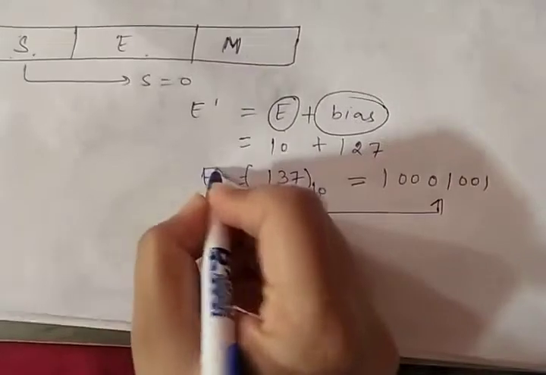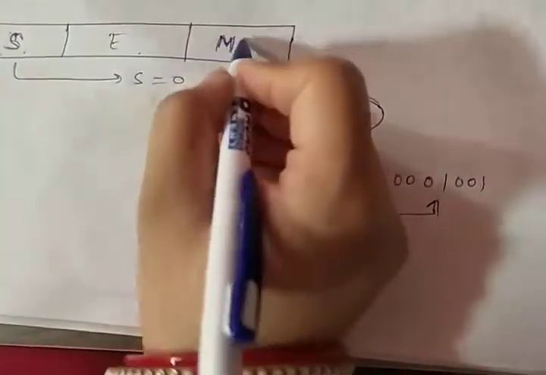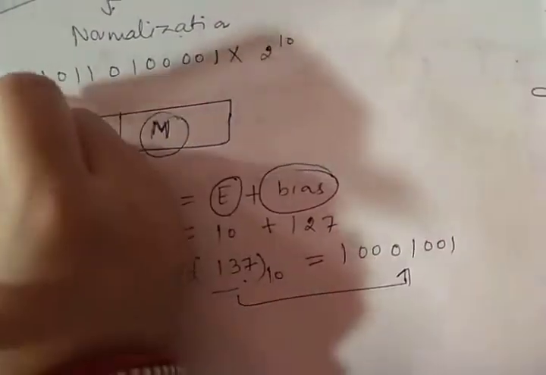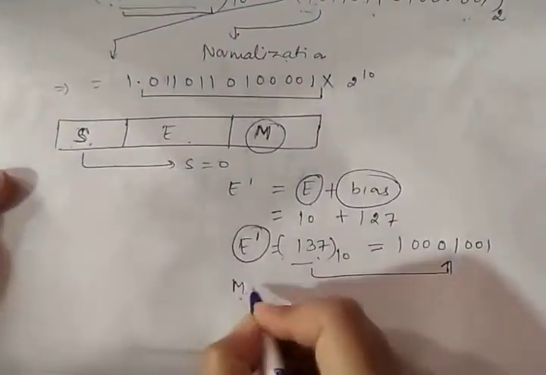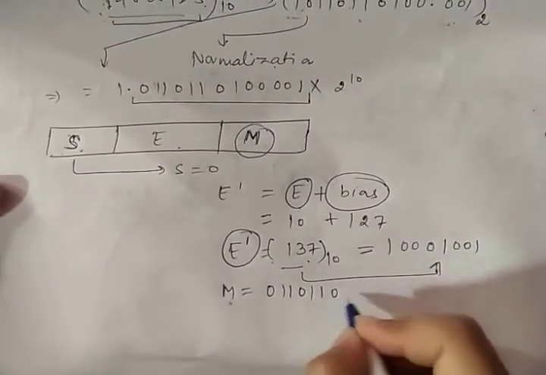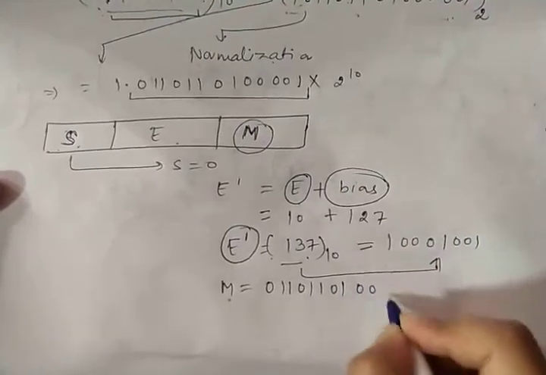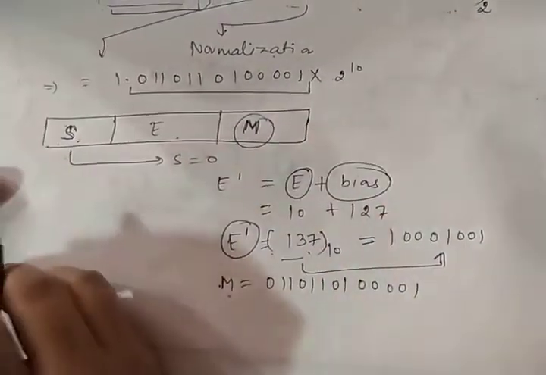Now you will get the modified exponential value, you will get the sign value also, and you need to get the mantissa part. So what is this mantissa part? The mantissa part is basically the value that comes after the decimal point. So mantissa will be 01101100001. So this is the mantissa part for this 32-bit format.